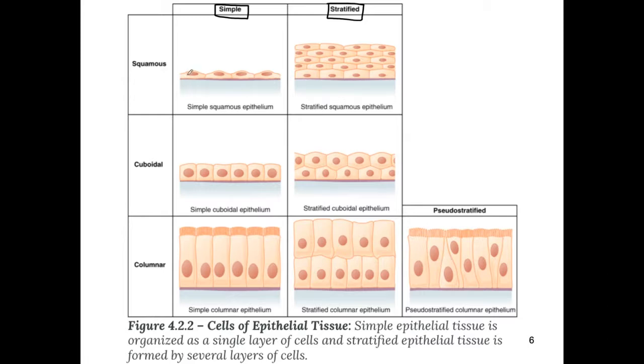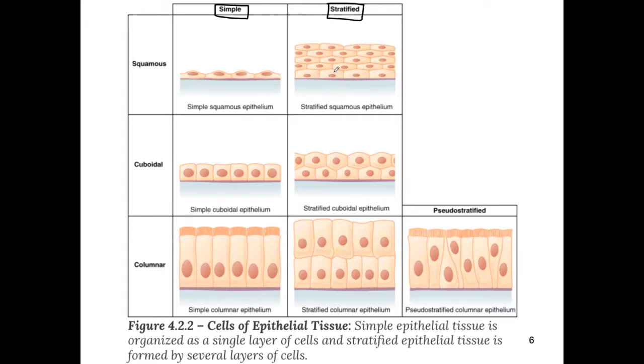We know that in this column, it's one cell layer, so it's squamous. It's flat, irregular cells, so it's squamous. And it's one cell layer, so it's simple squamous epithelium. Here, it's one cell layer, and they look like they're cubes, so we call it simple cuboidal epithelium. And then here, they're one cell layer. They're tall columns, so it's simple columnar epithelium.